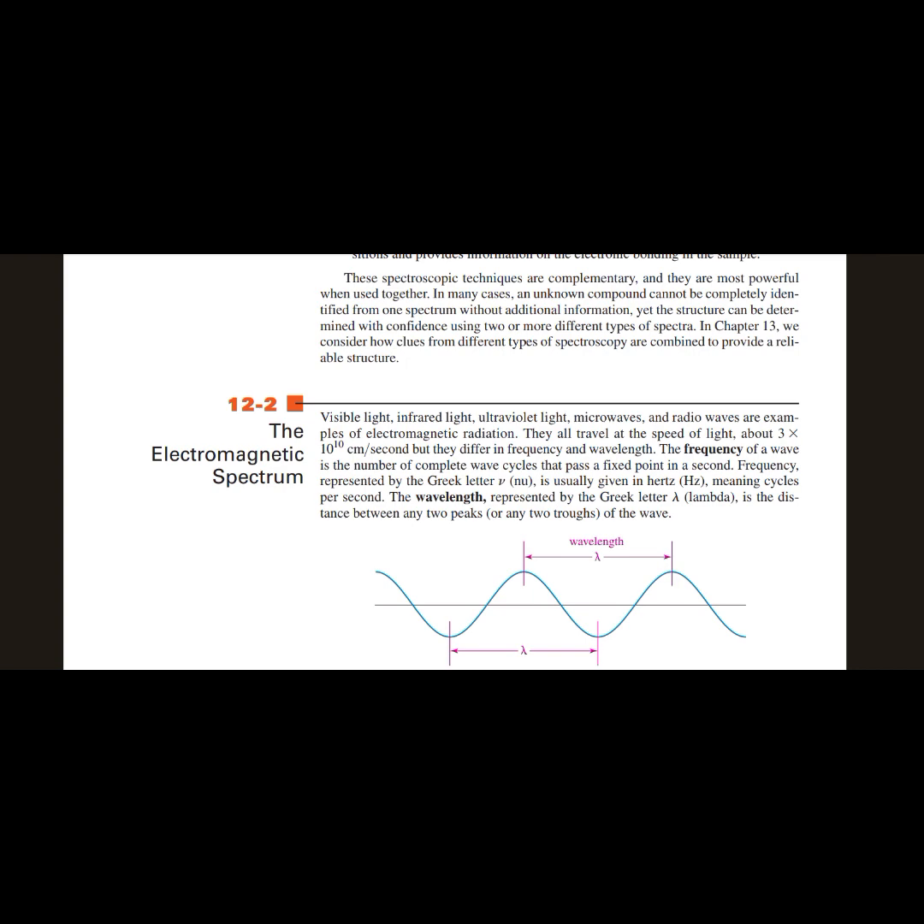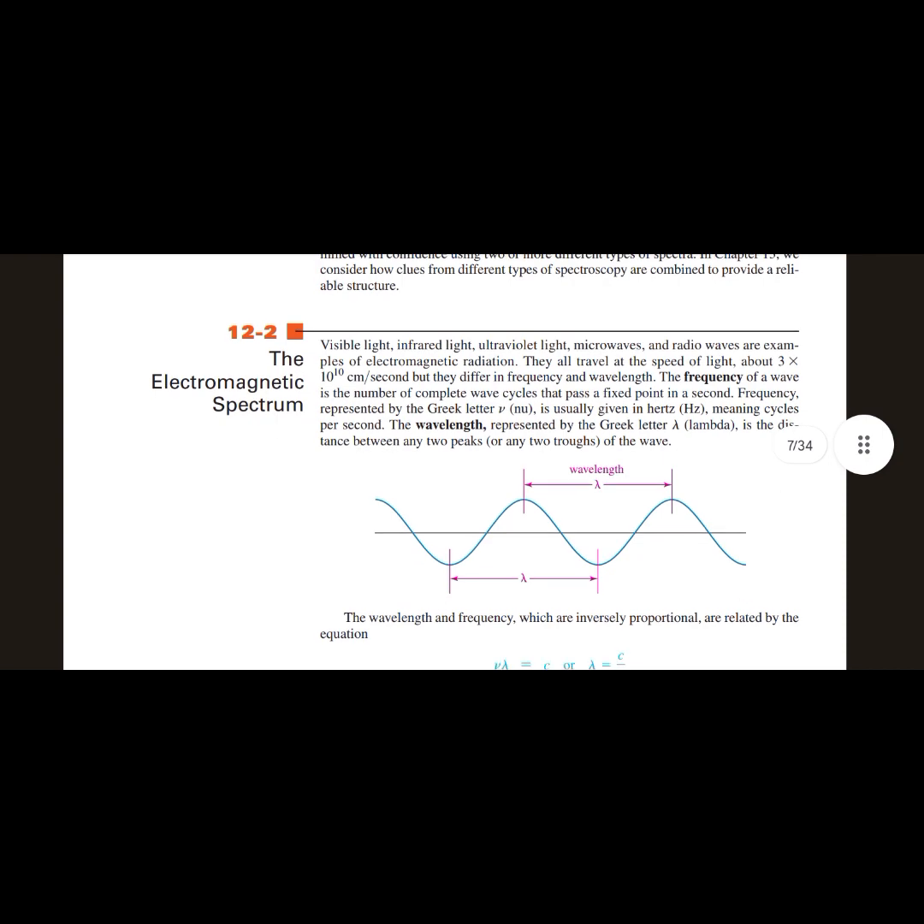The wavelength, represented by the Greek letter lambda, is the distance between two peaks or any two troughs of the wave. You can see in the diagram that wavelength and frequency are inversely proportional and are related by the equation nu lambda = c, or lambda = c/nu, where c is the speed of light, nu is the frequency in hertz, and lambda is the wavelength in centimeters. Electromagnetic waves travel as photons, which are massless packets of energy. The energy of a photon is proportional to its frequency and inversely proportional to its wavelength.